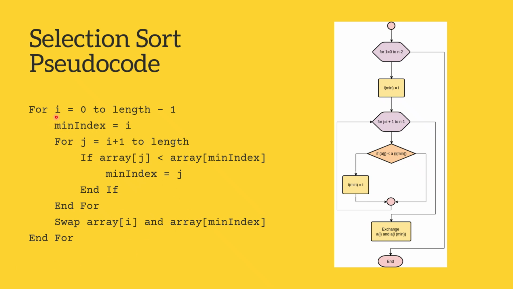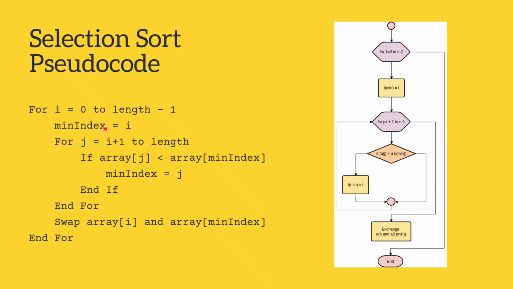This first line here is similar to what we had with the bubble sort. The loop goes through each position in the array from the first to the last, and i represents the current position where we want to place the smallest remaining value. In the next line, we assume that the element at position i is the smallest, at least until we find something smaller. So min index keeps track of the position of the smallest value that we've seen so far.